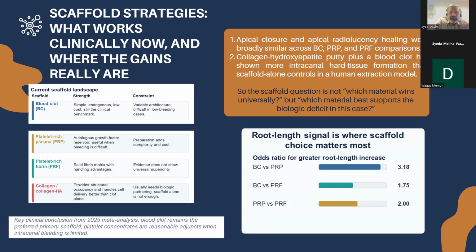Again, there was a study. Root length is where the scaffold choice matters. So how long the root is can also change the strategy you adopt for regenerative endodontics. What they did was PRP versus PRF, and this is an odds ratio for greater root length increases. They used BC versus PRP. I think it was a biological composite versus PRP, and they showed a better odds ratio in this paper.